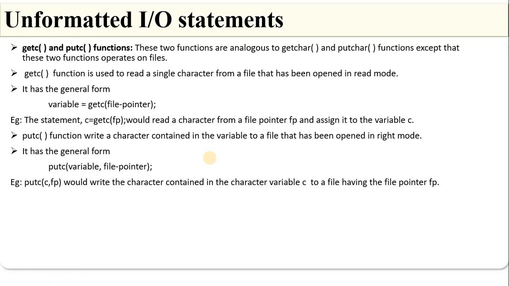Now let us see unformatted IO statements. getC and putC functions. These two are analogous to getChar and putChar functions, except that getC and putC operate on files. getC reads a single character from a file. This is the general format: getC takes a file pointer as its input argument, then reads a character and gives it to you. An example is getC(fp), and whatever character you get, you put into c.